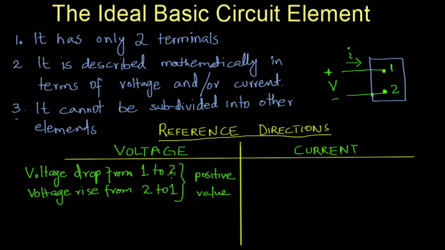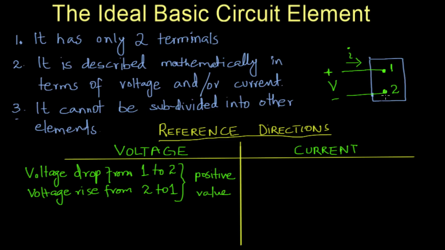The voltage drop from terminal 1 to terminal 2 is going to be positive because look at this, terminal 1 has a positive sign and terminal 2 has a negative sign. So if you go from terminal 1 to terminal 2, we are moving from plus to minus. So that is a voltage drop. So the voltage drop from 1 to 2 is positive.